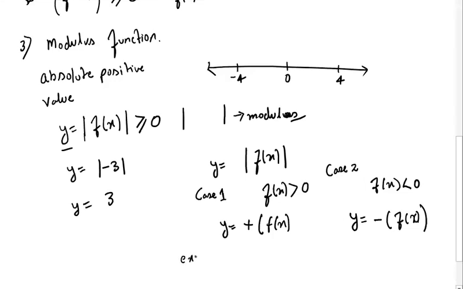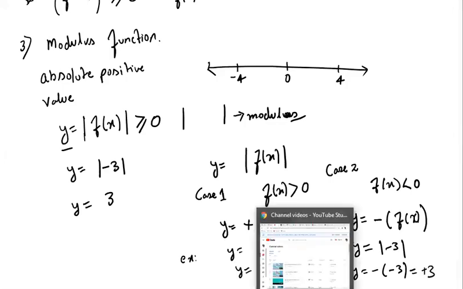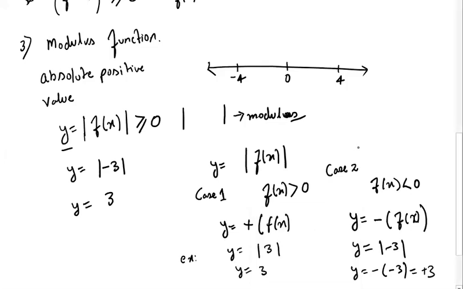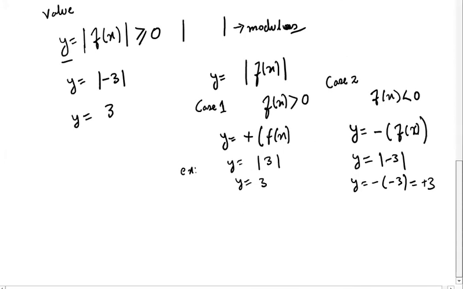For example, take y is equal to mod of 3. As I said, it will become y is equal to 3. But if I have y is equal to mod of minus 3, it will become y is equal to minus of minus 3. This f of x will not change, but it is multiplied with the same sign. So it will become plus 3. So modulus of plus 3 or minus 3, both will be 3. Is everyone getting this concept? Yes or no? Step by step, everyone should understand step by step.